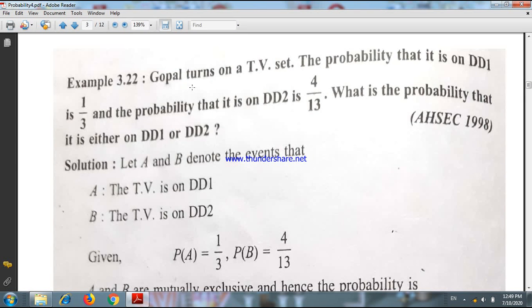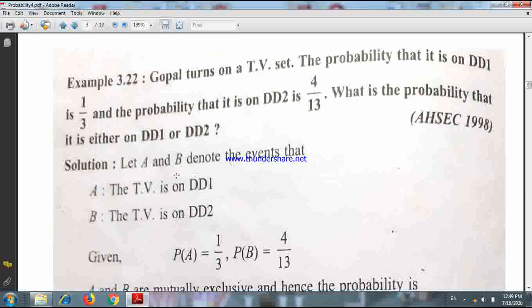So let's have a simple example. Here actually it's there in your book. In this example we have to find the probability that it is either on DD1 or on DD2. You see, when we switch on a television, plenty of channels are there, but we can watch one channel at a time. We cannot watch say 2-3 channels simultaneously.